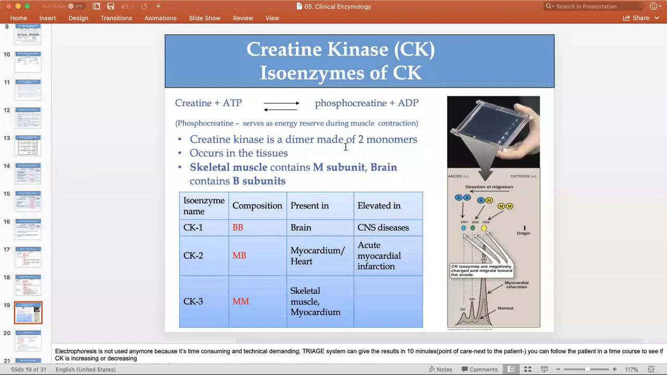So creatine kinase is a dimer made of two monomers. We have M and we have the B subunit. Depending on their composition, we have the different isozymes, and different isozymes are present in different tissues. So if it's mainly composed of your B and B subunit, they are mainly present in the brain. MB is present in your heart. So that's why in myocardial infarction, we have CKMB that we looked at. And then we have the M and M, which is present in the skeletal muscle and also some in the heart as well.